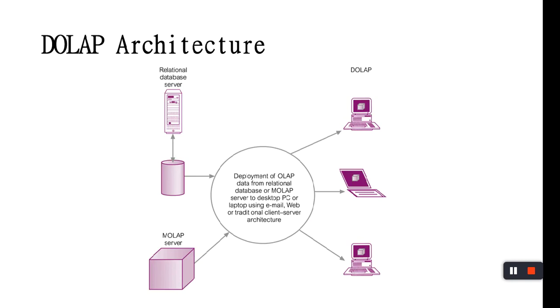Lastly, this is the DOLAP or desktop OLAP architecture. So it is still using an OLAP server, and then it will be able to cater to queries of different end users using their own laptops. So how are they able to retrieve all information here simultaneously in real time? So this is the deployment of OLAP data from relational database or MOLAP server to desktop PC or a laptop using email, web, or traditional client server architecture.